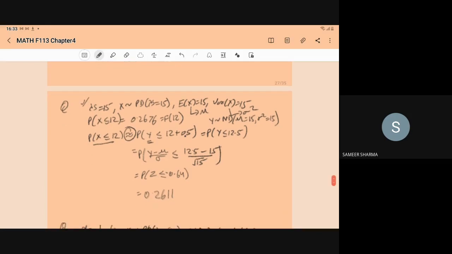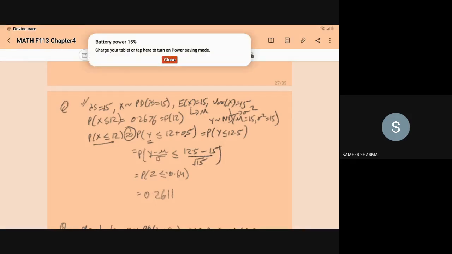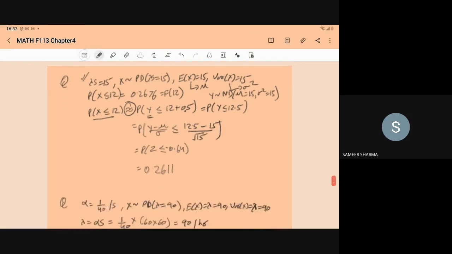Now you convert it into the standard normal distribution. Probability of (y minus mu) upon sigma less than or equal to (12.5 minus 15) upon root of 15. So that will be probability z less than or equal to minus 0.64. The table value for the normal variate is 0.2611. So this is the approximate value for x less than or equal to 12, and this is your exact value for the same probability. You can observe they are more or less the same.